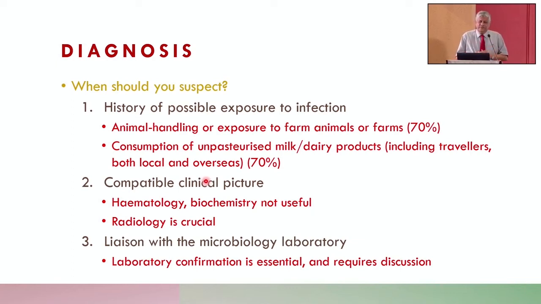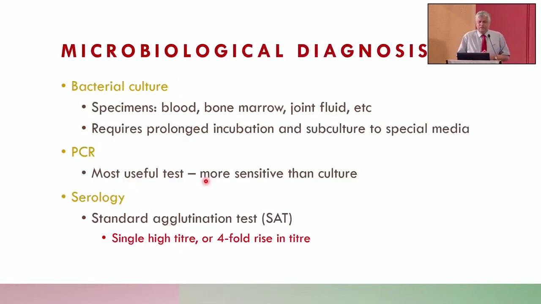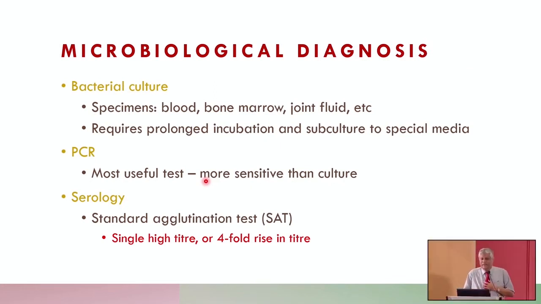The third point is you have to liaise with the microbiology laboratory, because you have to have laboratory confirmation to be certain that it's brucellosis, and that requires discussion with the microbiologist. So basically there are three tests that they can do. First is bacterial culture. You can take specimens like blood or bone marrow or joint fluid. It requires prolonged incubation and also special media, subculturing into special media.